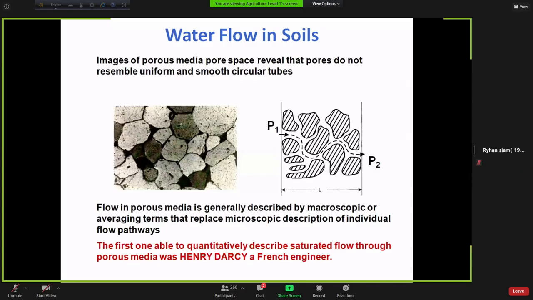So water flow in soils is very important. Why is it so important? Because from this chapter we learn how to estimate the rate of flow of water, and the rate of flow of nutrients dissolved in water. So we can know the rate of flow of dissolved nutrients, that means nutrient flow through the water in soil. Then you know the movement of microorganisms like E. coli, salmonella, or many other pathogenic organisms.